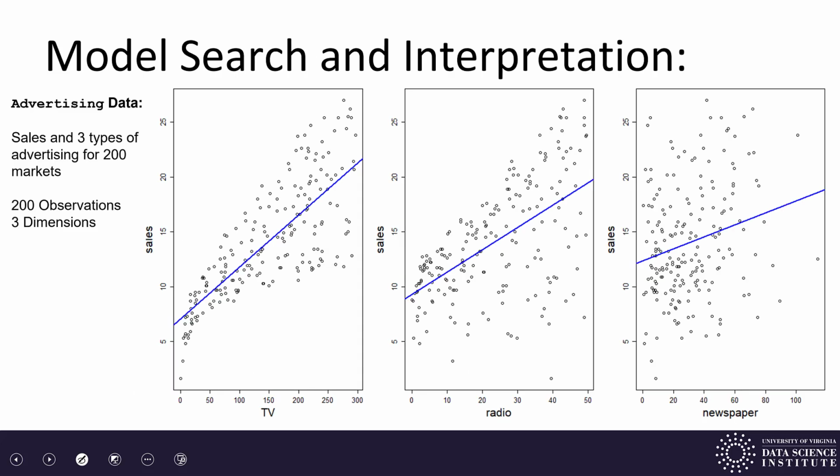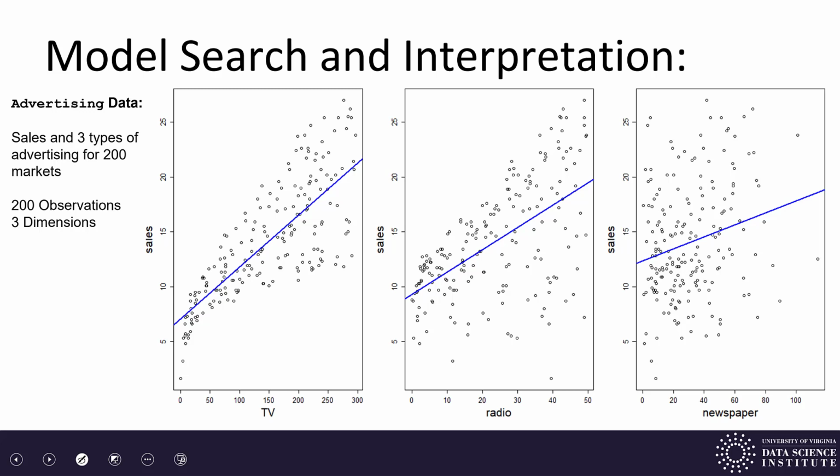Okay, so let's walk through an example with linear regression with 3 variables. We're going to look at this model search process and how good variable selection helps us with interpretation. The data we're going to look at is the advertising data, which contains sales and 3 types of advertising for 200 different markets. So in our data mining framework, we have 200 observations. We have 3 dimensions because we have 3 predictor variables, or 3 features.